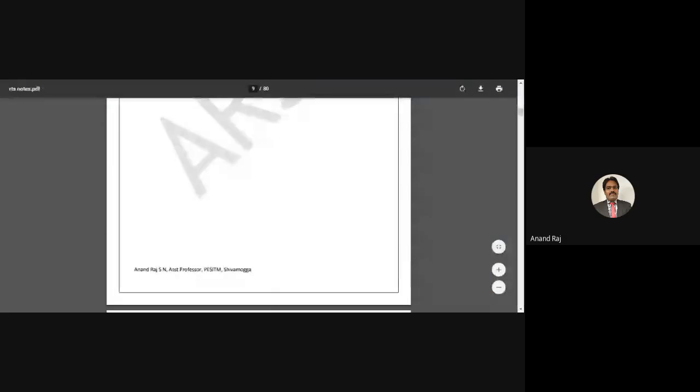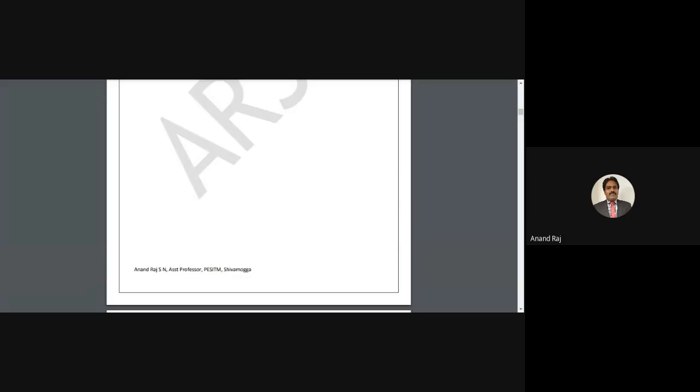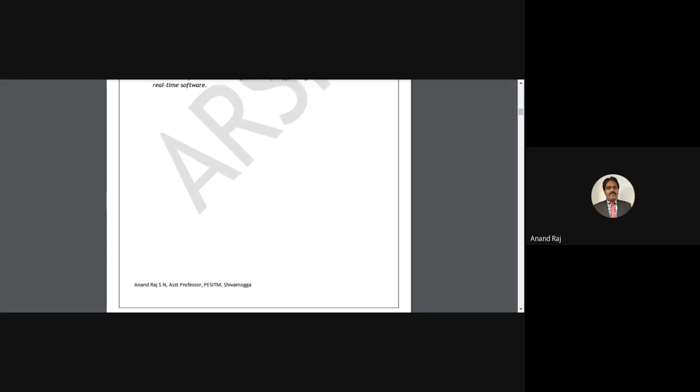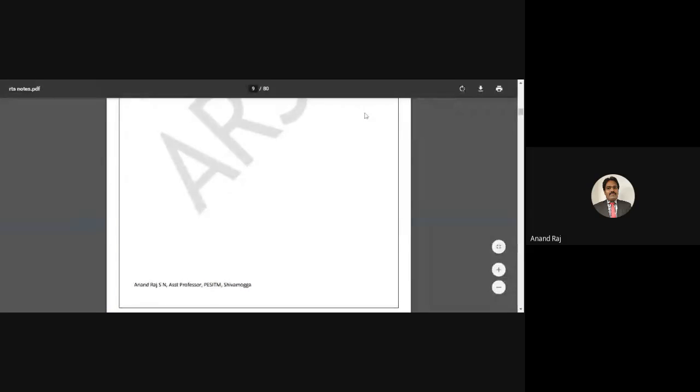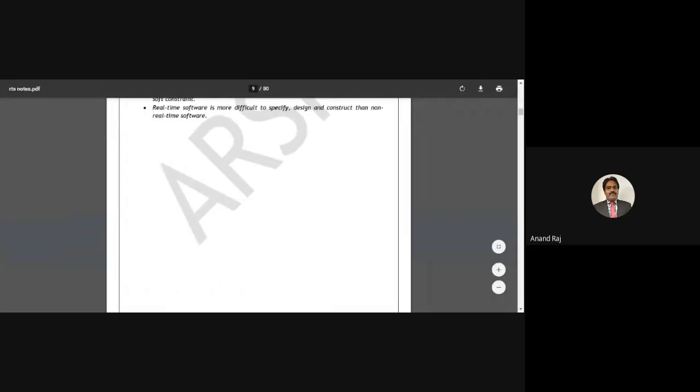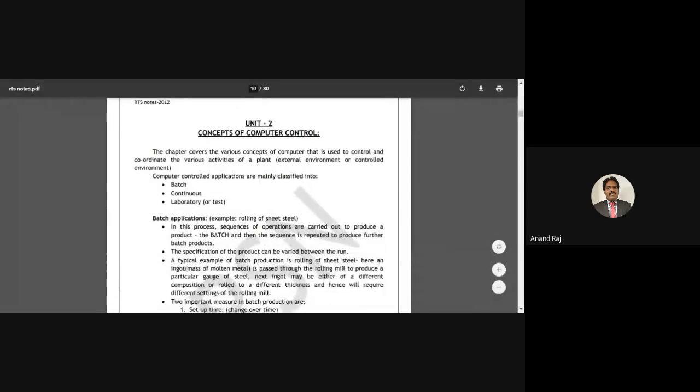Okay, we'll go with module 2 now. In the previous class, we concluded module 1. In module 1, we had an introduction to the real-time system, the definitions, and the things which were essential for understanding the real-time system. So we had a brief introduction to real-time computer systems. The next module is called concepts of computer control.